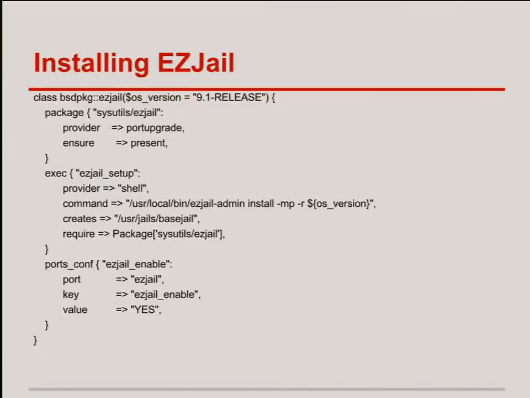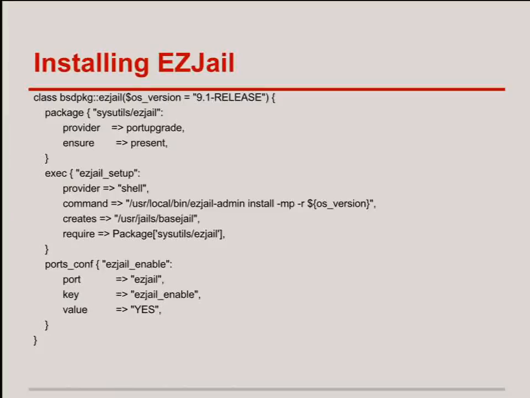And then I have a package for EasyJail, so this installs EasyJail, but it also takes care of the initial setup. So we have the regular stuff we need, ensure that EasyJail is installed. But then we also have an exec line, which is just run a shell command. And we're saying, with the shell, you want to run easyjail admin install, and then whichever version of the OS we use in that particular host.